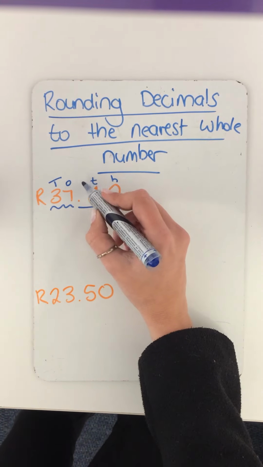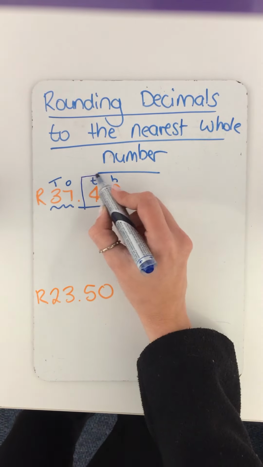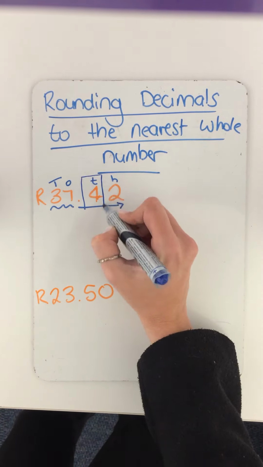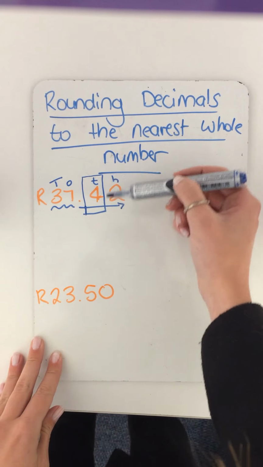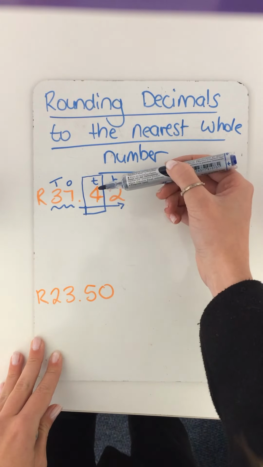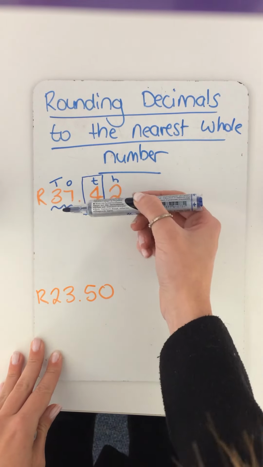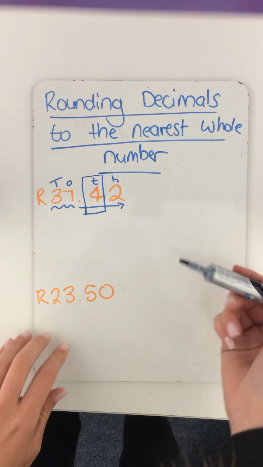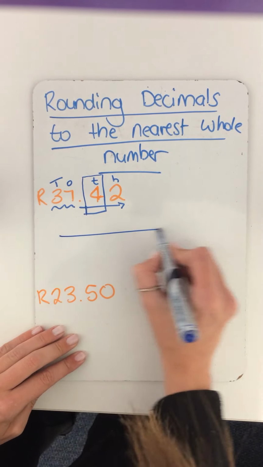I then look at the number that is after the decimal place on this side. So I'm going to look at the tenths column. I need to look at the tenths column because depending on what the number is in the tenths column, I will know whether 37 stays the same or if it goes up to 38. So I'm going to draw a number line to help me.